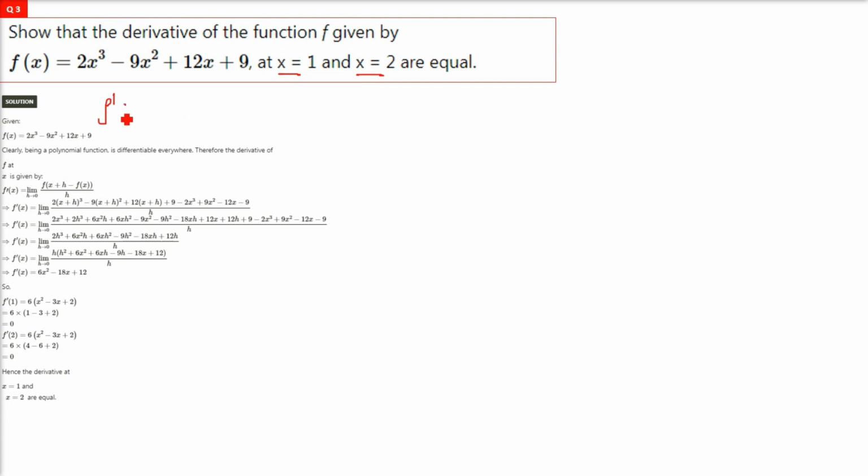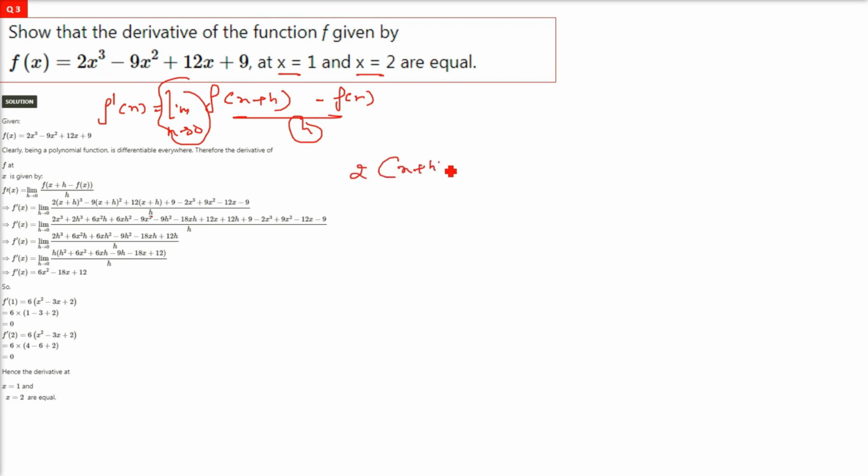The first principle, f dash x is given by f(x plus h) minus f(x) divided by h, limit h tends to 0. So this and this always will be there. I will not be writing it. The numerator is important because ultimately the whole computation lies in the numerator in first principle, right? There will be certain problem if you just miss a negative sign or some term.